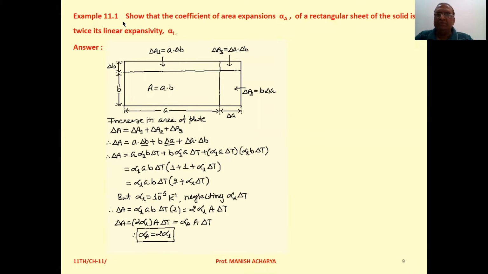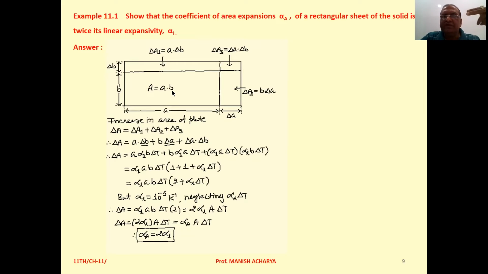Example 11.1. Show that the coefficient of area expansion alpha A of a rectangular sheet of the solid is twice its linear expansivity alpha L. Linear expansivity or coefficient of linear expansion, it is one and the same thing. Now see here, suppose we have a rectangular sheet with sides A and B. So the original area is A into B.